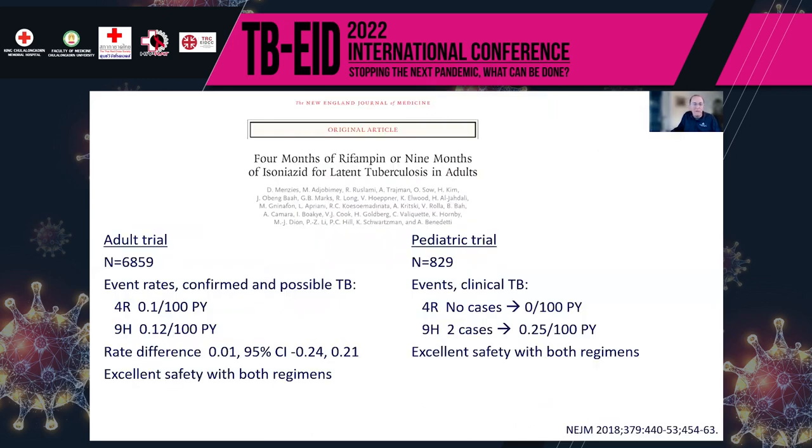Another short course regimen that has been shown to be effective in adults and children is 4 months of rifampin. And this was compared to 9 months of isoniazid in a study led by Dick Menzies from McGill University. Both in the adult trial and in the pediatric trial, the 4 months of rifampin was non-inferior to the 9 months of INH. And it was safe and well tolerated. In fact, it was safer than 9 months of INH.